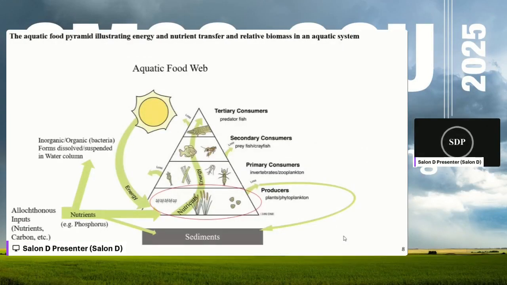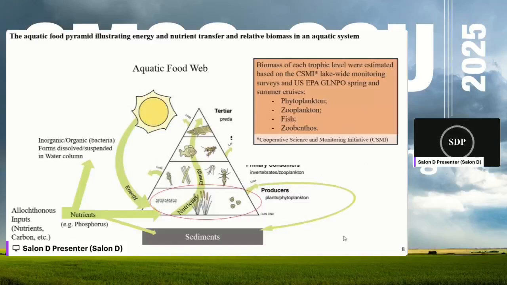And just to remind you, the aquatic food web determines the relationship between producers and consumers. It's responsible for the nutrients, for example, phosphorus, and energy flux from all over the system. And it might accumulate lots of phosphorus. To estimate how much phosphorus is in the food web, we use data from the lake-wide monitoring surveys, and we estimated the biomass and then the dry biomass, and finally how much phosphorus is in phytoplankton, zooplankton, fish, and zoobenthos.